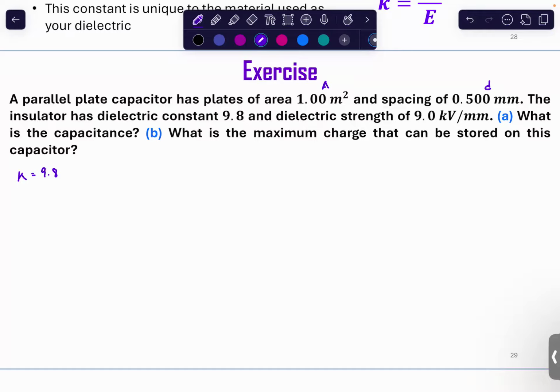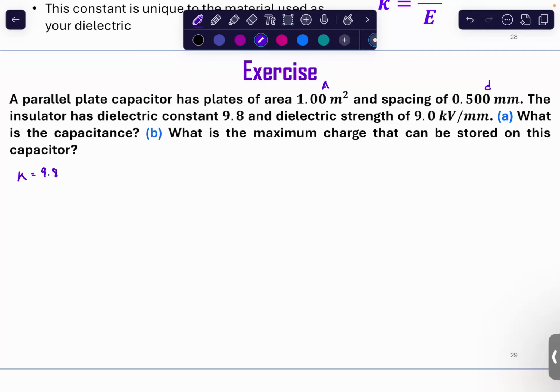You're going to want to look that up in the textbook. The dielectric strength has a specific definition. It's the strength of the electric field at which point the dielectric breaks down and becomes a conductor. So you'll see where we use it. We use it for part B.